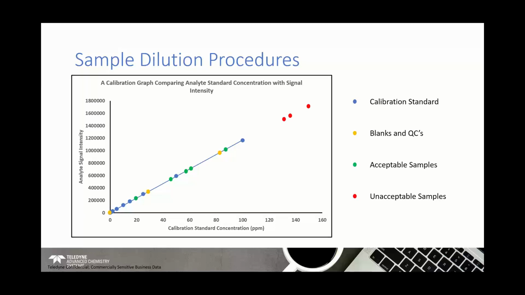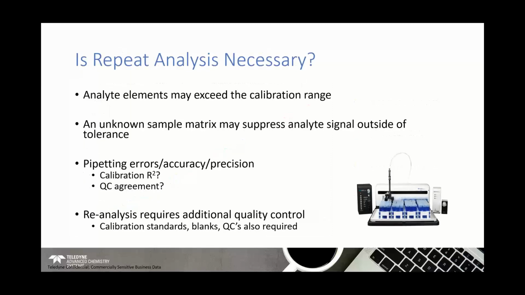Also, our internal standards have a tolerance range that we want to work within. If we have a scenario where our sample matrix suppresses our internal standard signal, then it will be doing the same for the analytes of interest to us in our unknown samples. So that brings in another area of error. If you've got a situation like that, then a repeat analysis is probably likely. Pipetting errors, I've already mentioned: accuracy and precision, R squared of our calibration. Do our QCs agree? QC disagreement could come down to pipetting error.